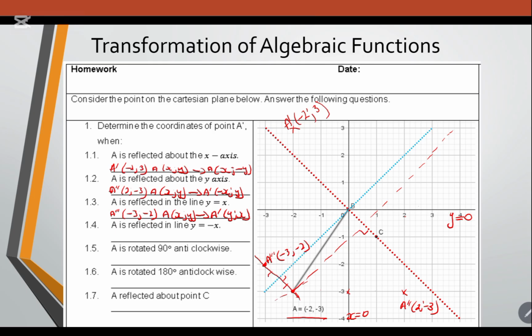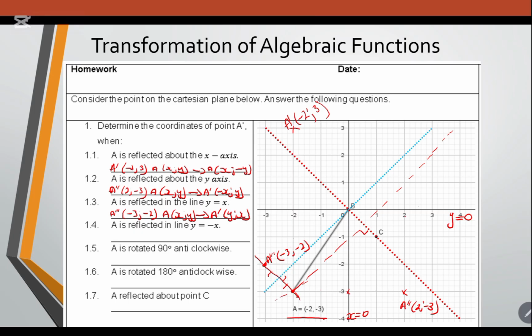At question 1.4, we are reflecting the point A about the line y is equal to negative x. So the line y is equal to negative x is drawn. So you simply draw a line through the point that you are reflecting, going through the line of reflection at right angles.